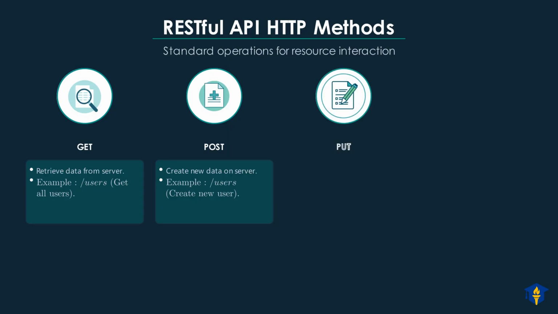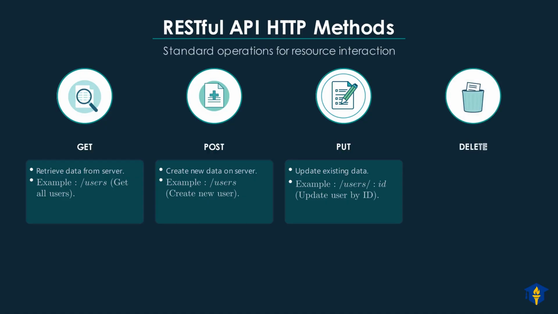The PUT method is used to update existing data on the server, typically by replacing an entire resource. You use PUT when you want to modify an existing resource, providing the complete updated representation. For example, PUT to /users/ID updates a specific user's information by their ID.